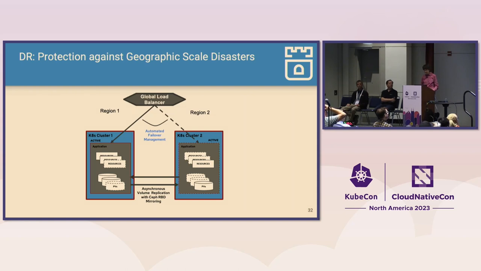The applications will only exist on one cluster at a time. So the data will be replicated from one cluster to the other, but until you need to use the application on the opposite cluster, it doesn't exist. So you're not using resources just waiting for a disaster. Both clusters can be used, but any one application only exists on one at a time.